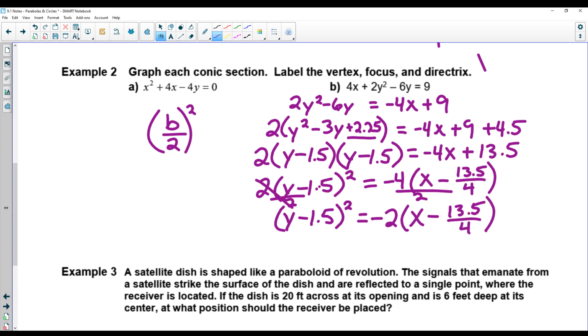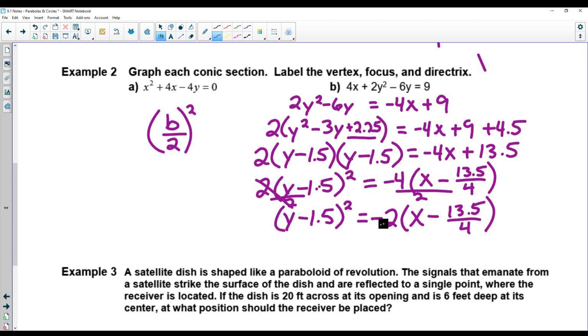Now that I'm in this form, I can graph it no problem. I'm not going to do the whole thing, but I could graph this no problem. I know y is squared, and it's negative, which means it's got to be opening left. And my vertex would be whatever 13.5 divided by 4 is, would be my x value. Change the sign when you pull it out, so it'd be positive. And then my y value is going to be 1.5 for the vertex.